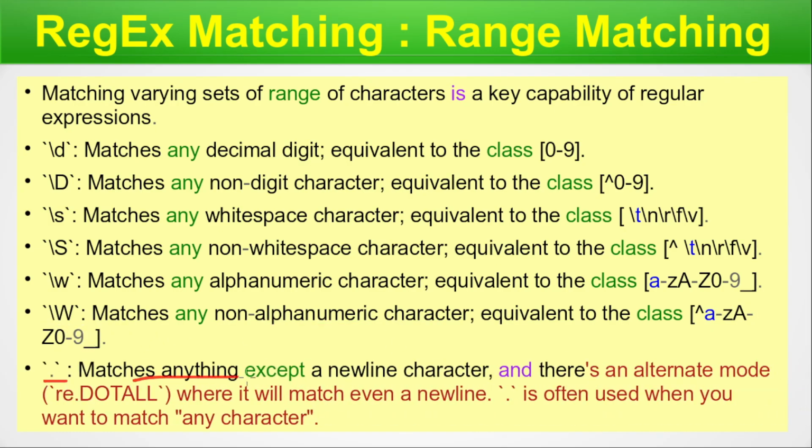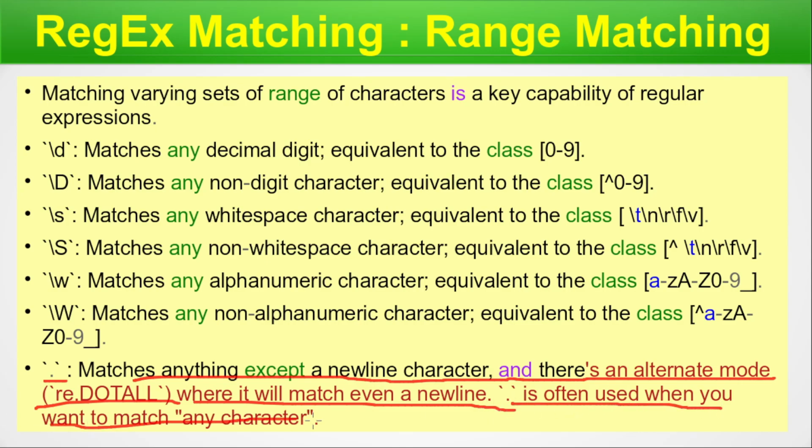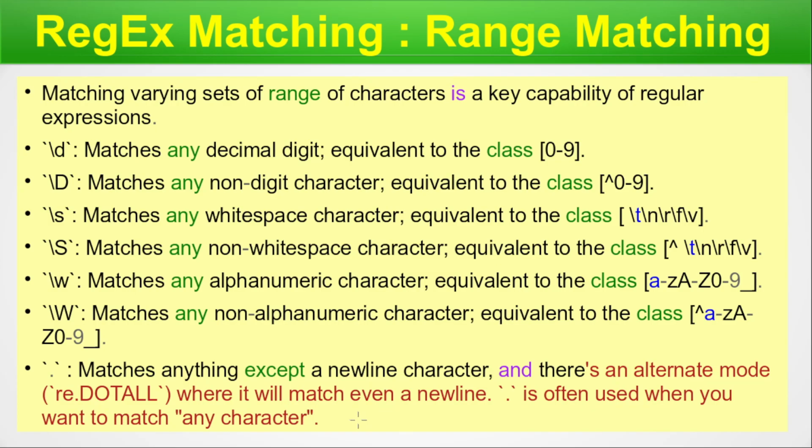Dot matches anything except a new line character, and there is an alternate mode, re.DOTALL, where it will match even a new line. So dot is often used when you want to match any character. So this is all the set of regular expression tools to match a range of characters or alphanumeric characters or any combinations of them. So let's move on to the next slide.